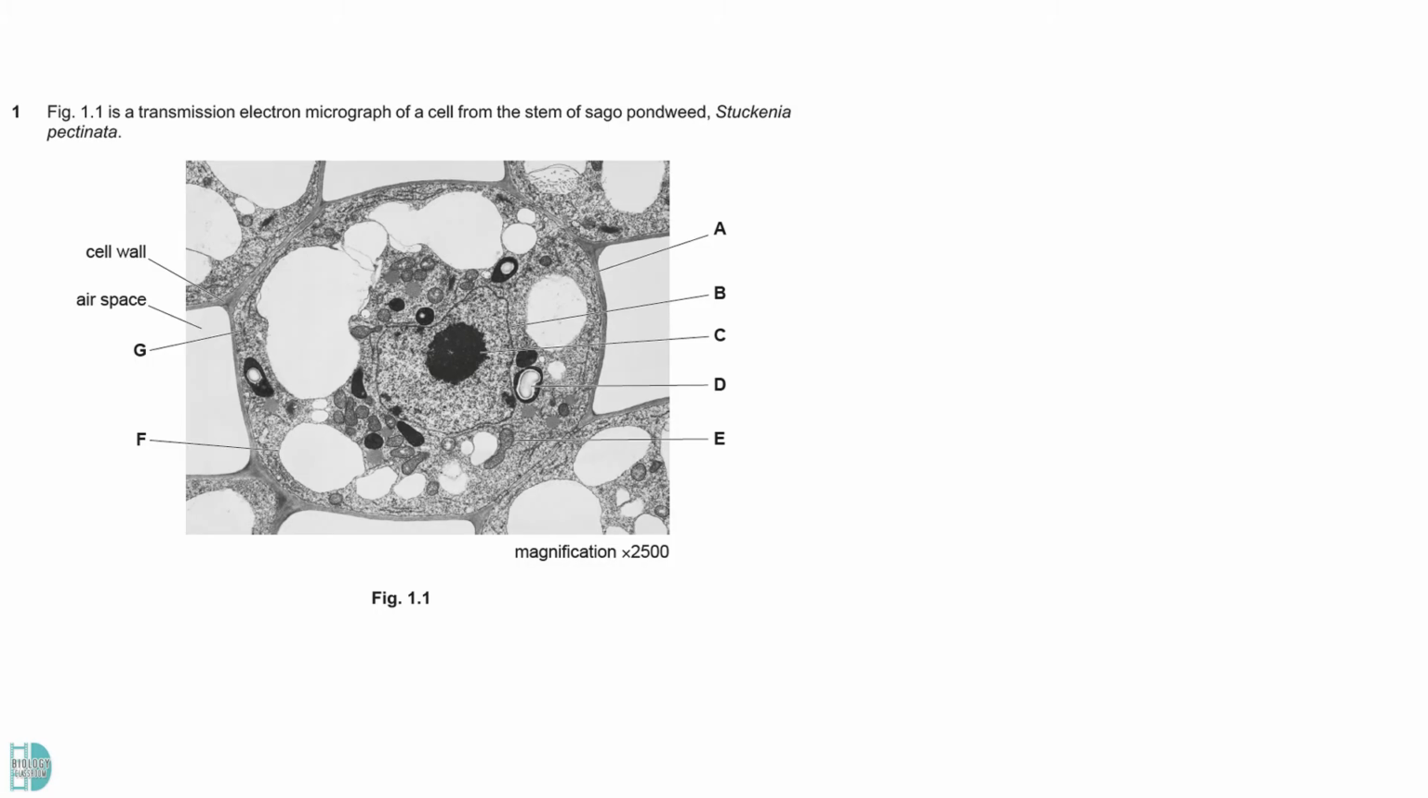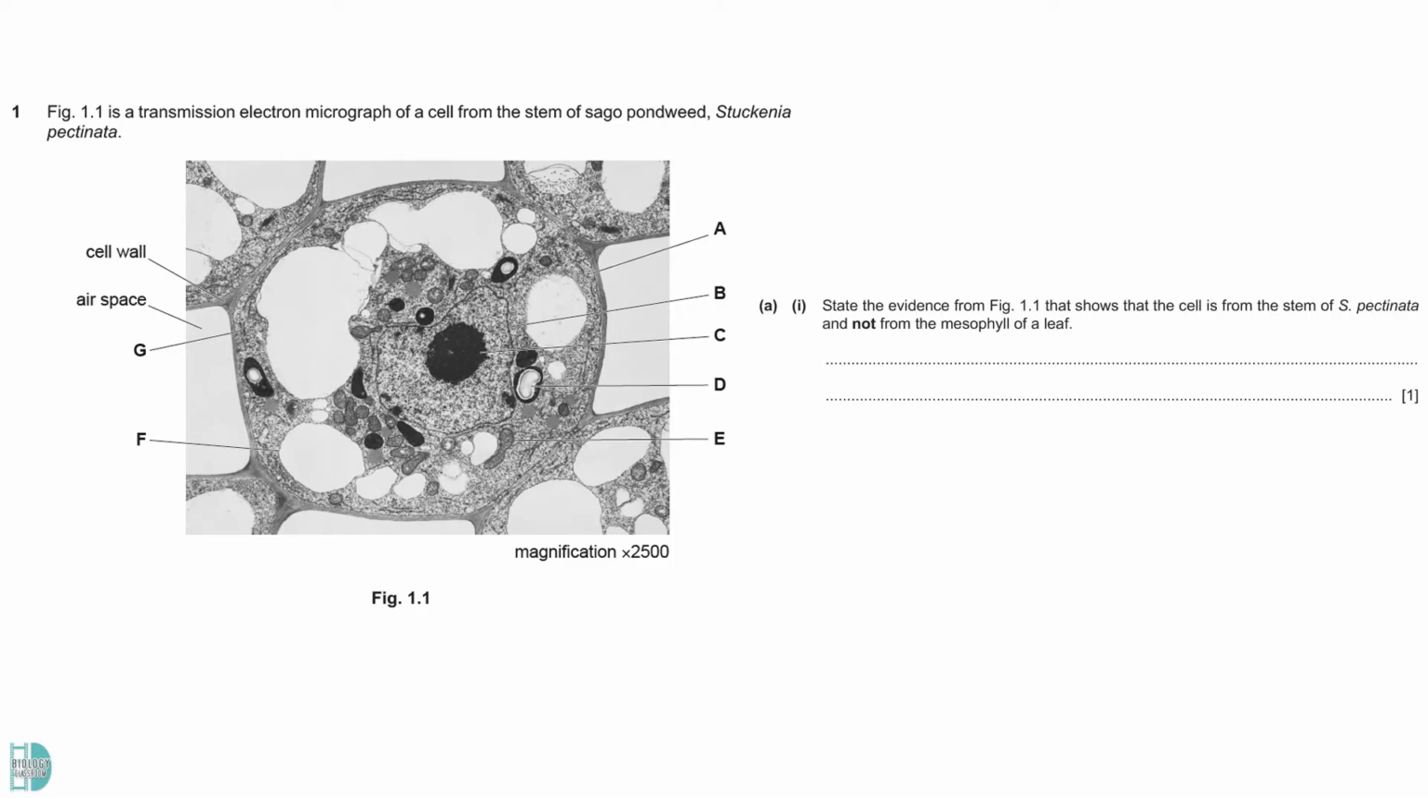In question 1, we have an electron photomicrograph of a plant cell. A1 wants you to state the evidence from the figure that shows that the cell is from the stem and not from the mesophyll of a leaf. Mesophyll cells specialize for photosynthesis. They should contain many chloroplasts, which cannot be seen in this cell.